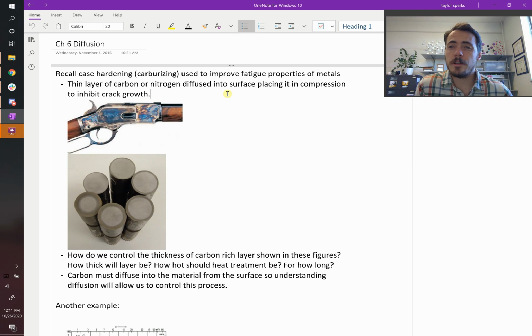All right, this chapter is all about diffusion, or how mass is able to move through solid matter in response to a composition gradient. Now, why do we care about this? Well, we've already been talking a little bit about it.